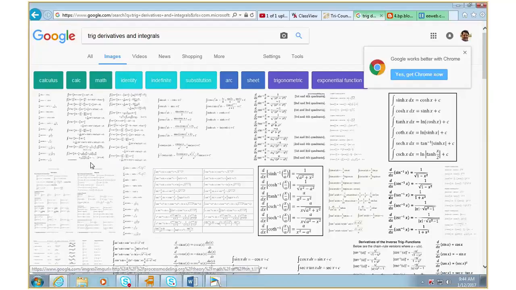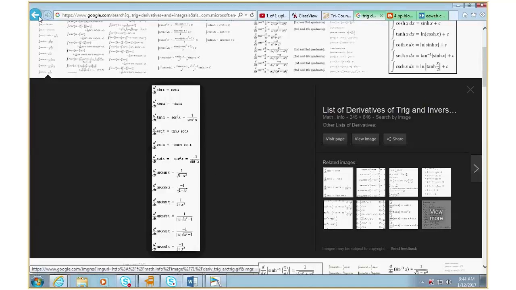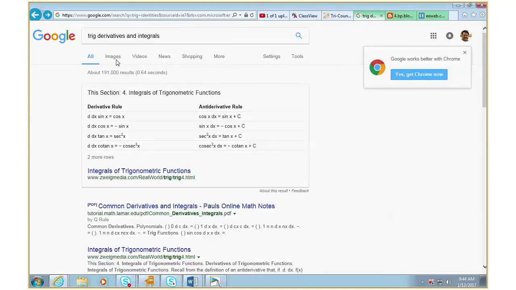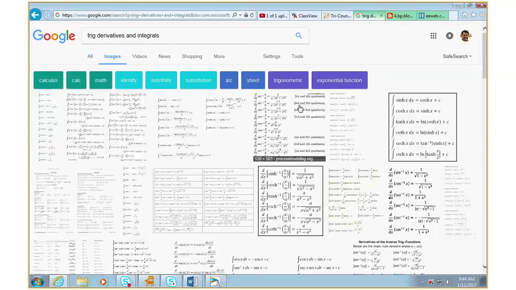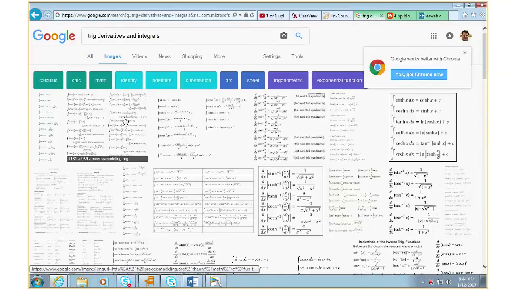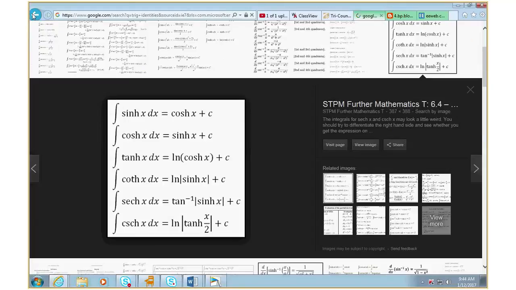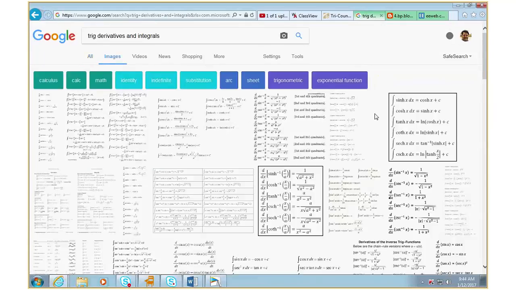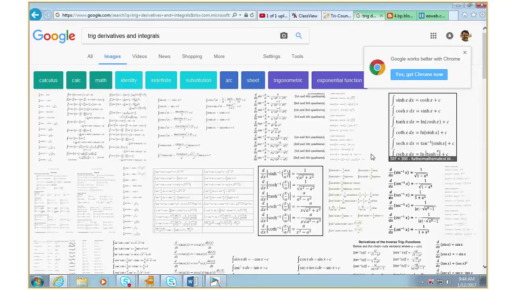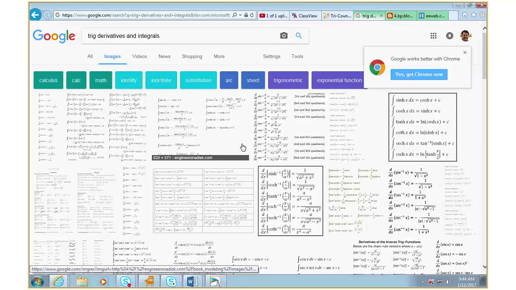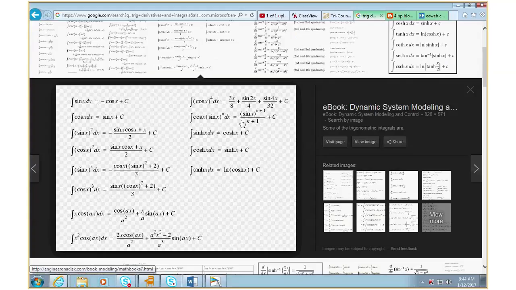Okay, here we go. Here's derivatives. There's derivatives, and then pull out the integrals. Let's see, I'm looking for the integrals. I got them. Here we go. No, that's the inverse rule. Sorry. Do y'all see the integrals? Here it is. There we go. There's the integrals. The antiderivative of the sine is the negative cosine. The antiderivative of the cosine is the sine, and so on.